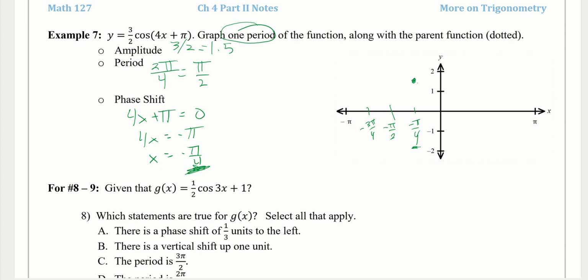Cool. Now my ending point is going to be negative pi over 4 plus my total period. Well, my total period is going to be pi over 2, so I'm going to add pi over 2. And so my ending point here is going to be positive pi over 4. So that's going to be my ending point. Okay. So as long as you know cosine right in the middle, even though my points are a little bit off, right in the middle of negative pi over 4 and pi over 4, that's going to be your low point. So right there. And then the 1/4 of the way and 3/4 of the way is going to be your midline.